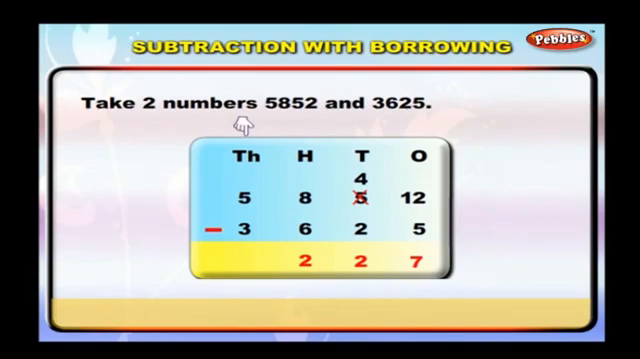Subtract the thousands. 5 minus 3 is equal to 2. Write 2 below the thousands column. Thus, we get 5,852 minus 3,625 is equal to 2,227.